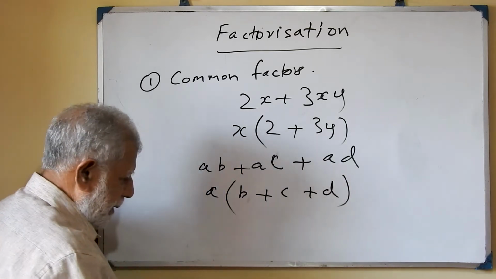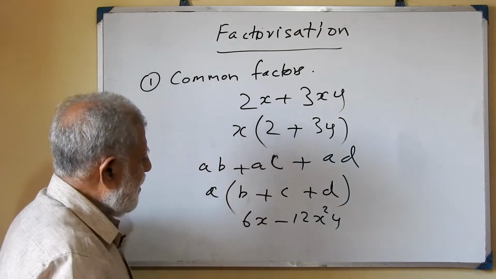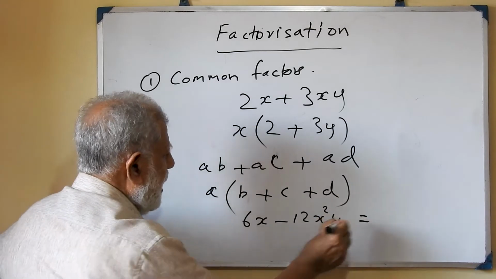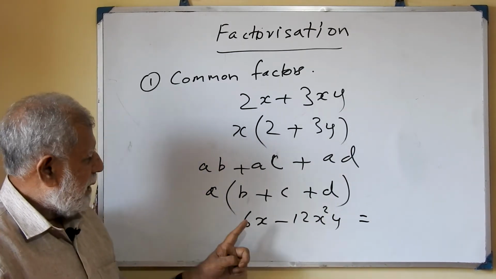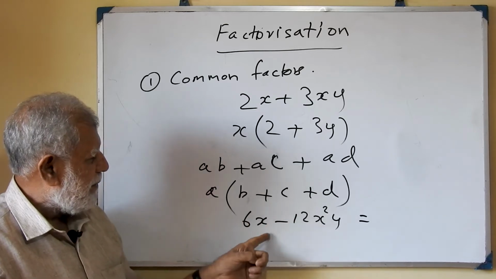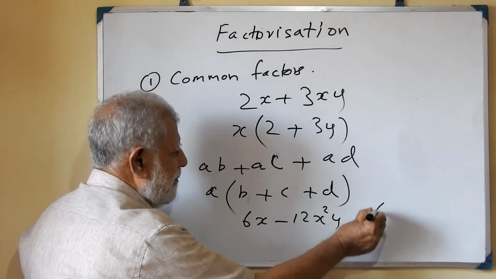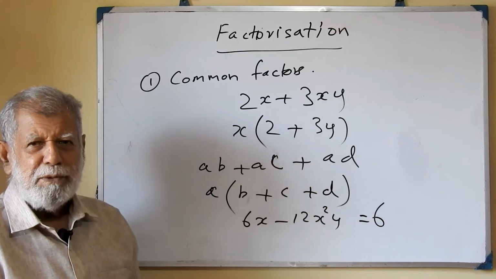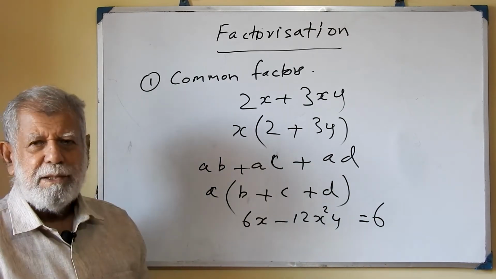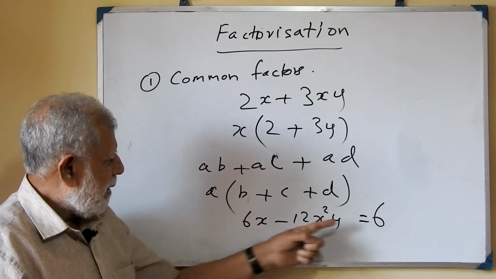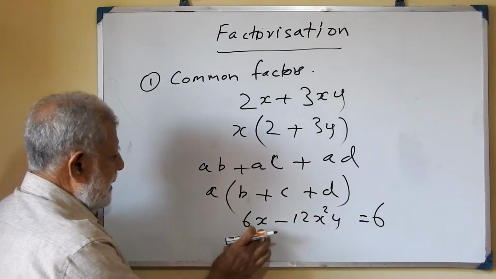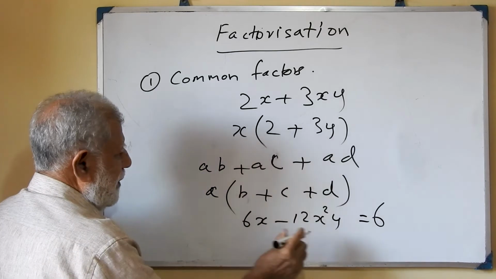We'll take one more example on this type. 6x minus 12x squared y. Now you will notice that in these 2 terms, 6 is common. So we take out 6. 2 is also common, 3 is also common, but we must always take the highest factor. Highest factor, so 6 is common. Take out 6. Then also we notice that x is common. So we take out x.